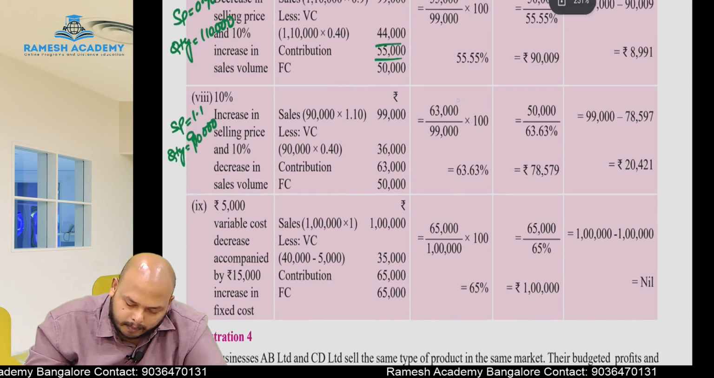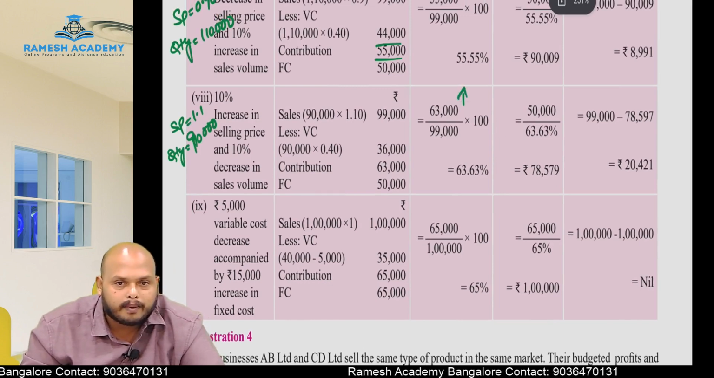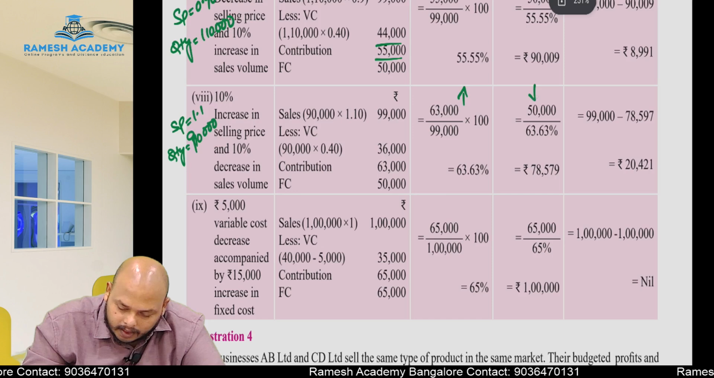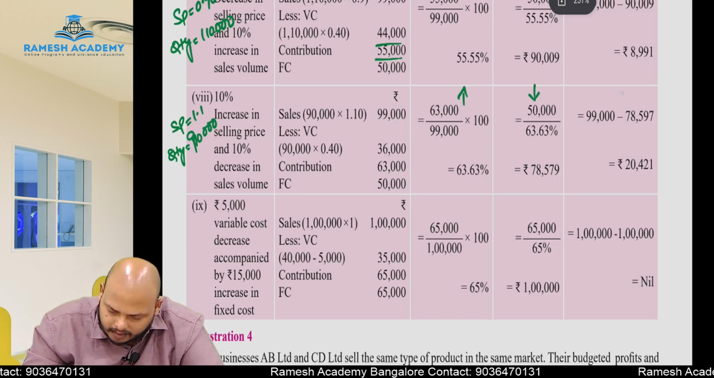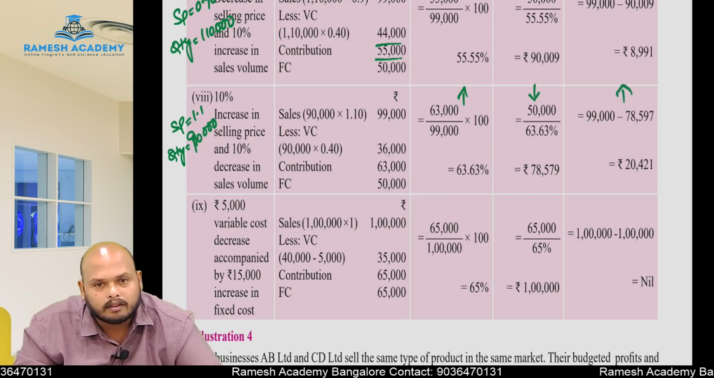That is nothing but PV ratio is increasing here. When the PV ratio increases, break even point decreases. When the break even point decreases, margin of safety increases. That's all.